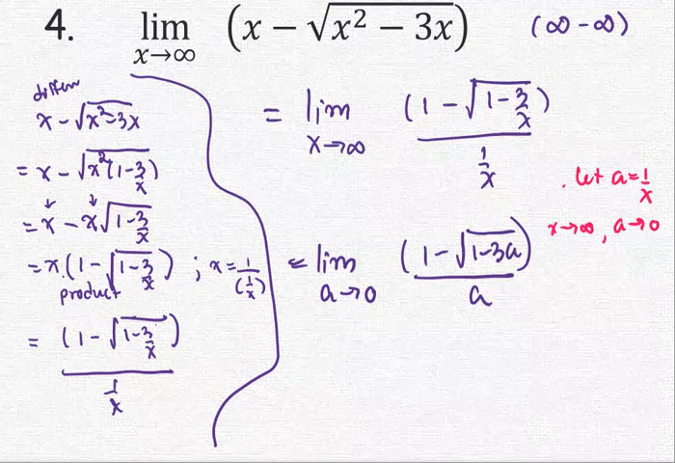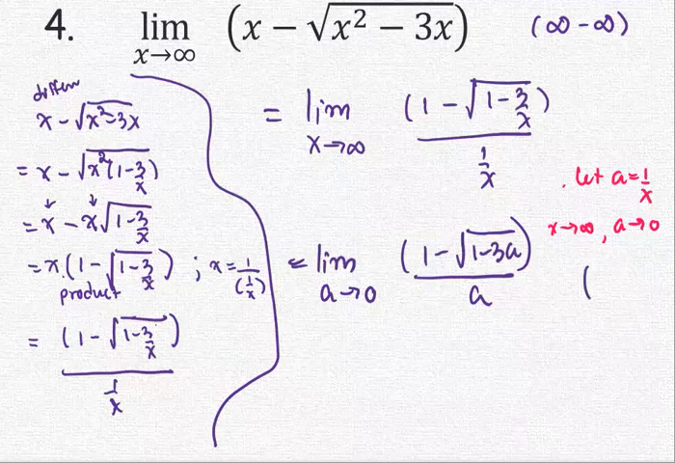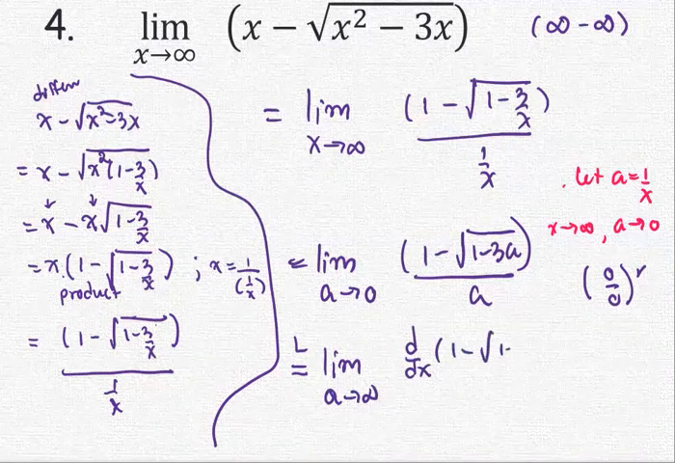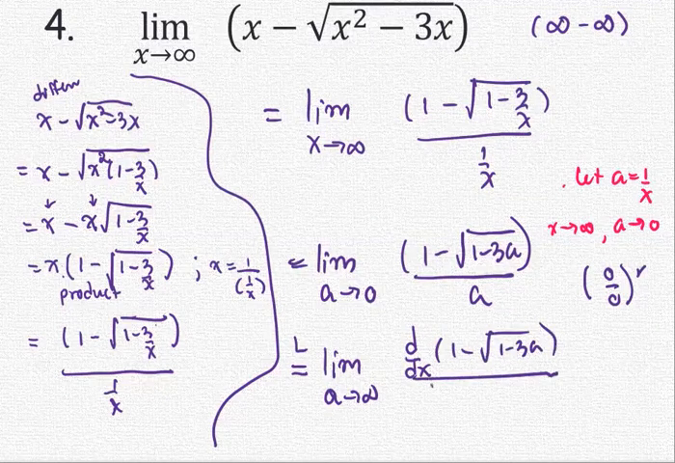As we have the quotient form, we're going to check whether it is in the indeterminate form of 0 over 0 or not. As a approaches 0, the radical becomes 1. So 1 minus 1, the numerator is 0, the denominator is 0. That means it is good to use L'Hopital's rule to evaluate the limit value. So apply L'Hopital. Find the derivative of the numerator divided by the derivative of the denominator. This time it's going to be with respect to a, not with respect to x.